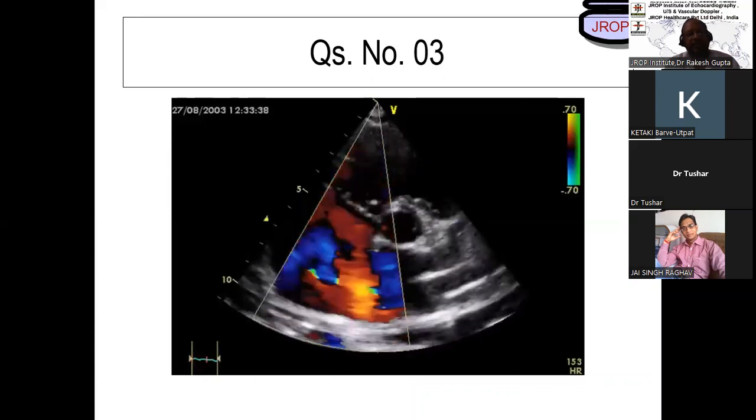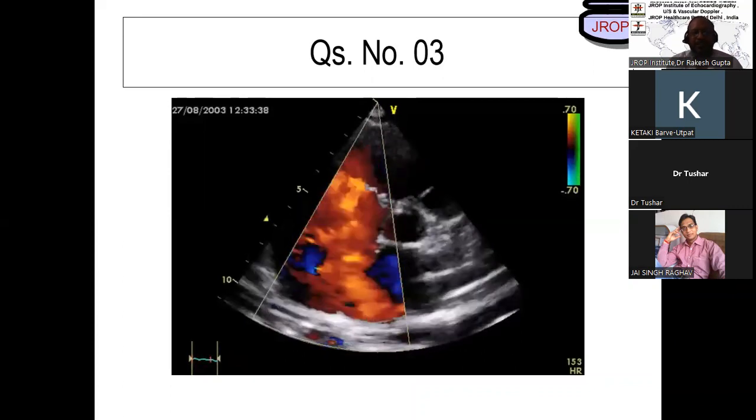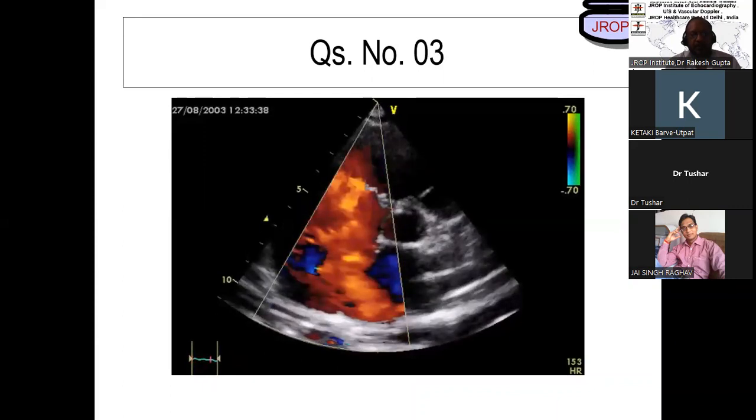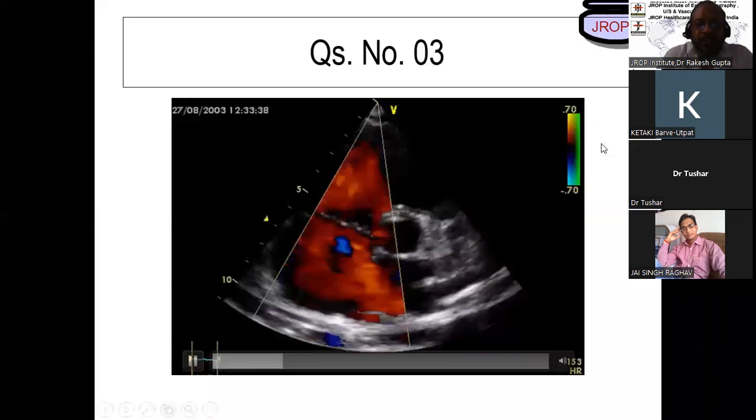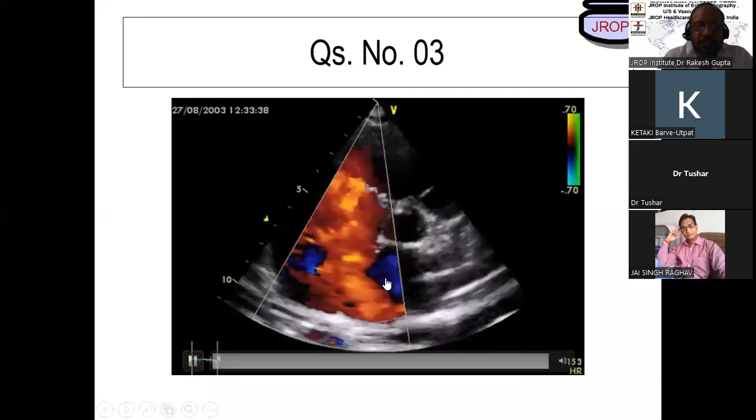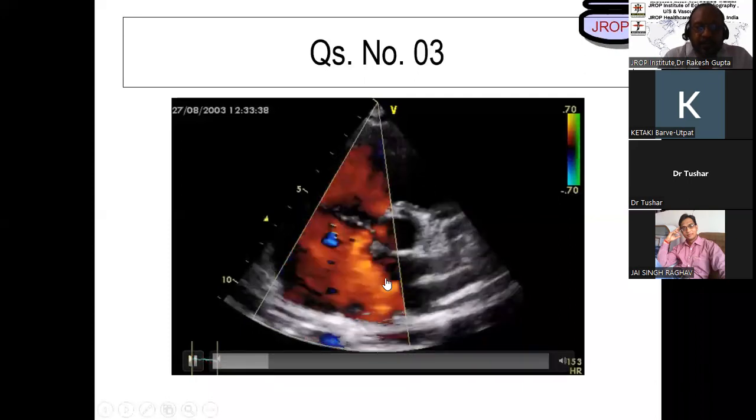Always try to make a guess; if you can't, at least think about what is happening in this slide. First of all, what is this view? So this is parasternal view. Okay, then what is the structure? Is it aorta? Okay. What is this structure? This is LA.